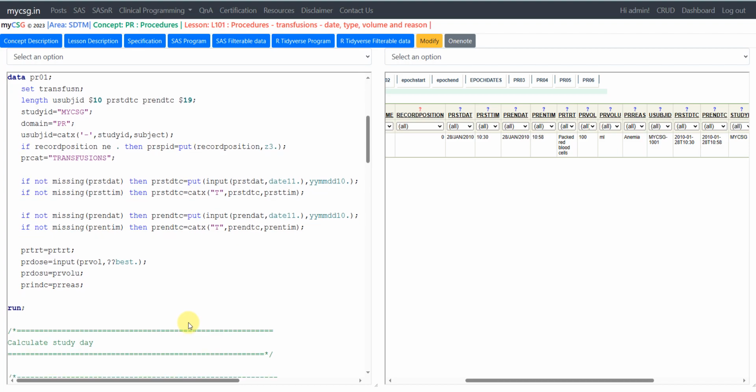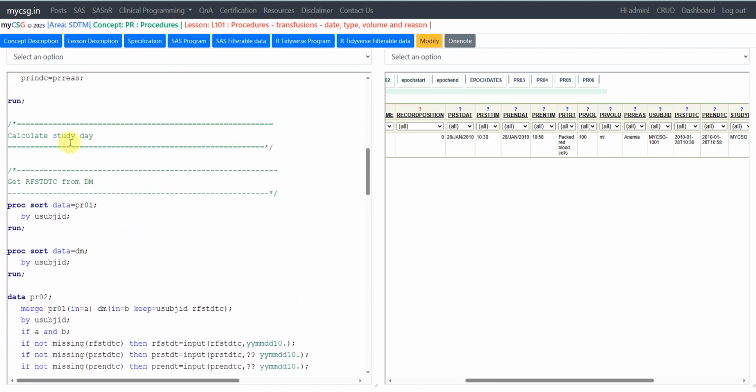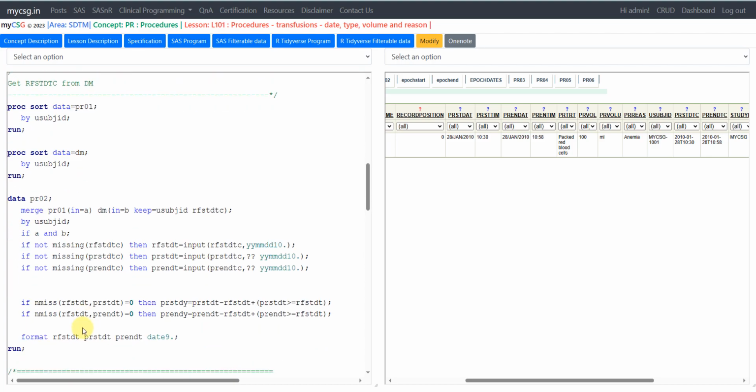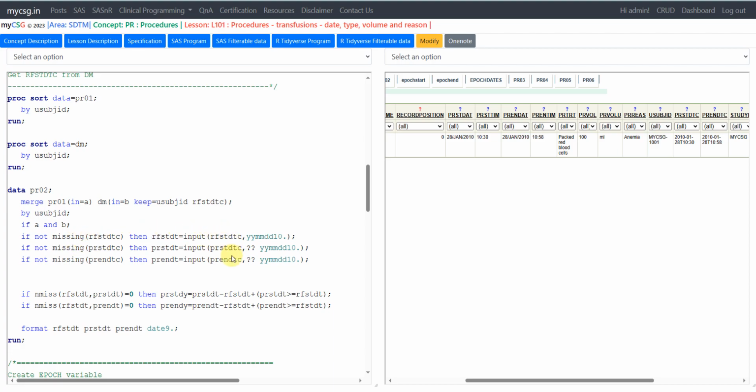So now let us move to the next part of the program, which is creation of our study day variable. Here we are fetching our RFSTDTC into our PR domain by merging PR01 to the demographics dataset at subject ID level. Dates in ISO 8601 notation are in character format, but in order to calculate study day variables, we need to convert them into numeric format. So we are converting RFSTDTC to numeric format using the input function and YYMMDD10. informat, and we are employing the same logic to create numeric versions for PRSTDTC and PRENDTC as well in these lines of code.